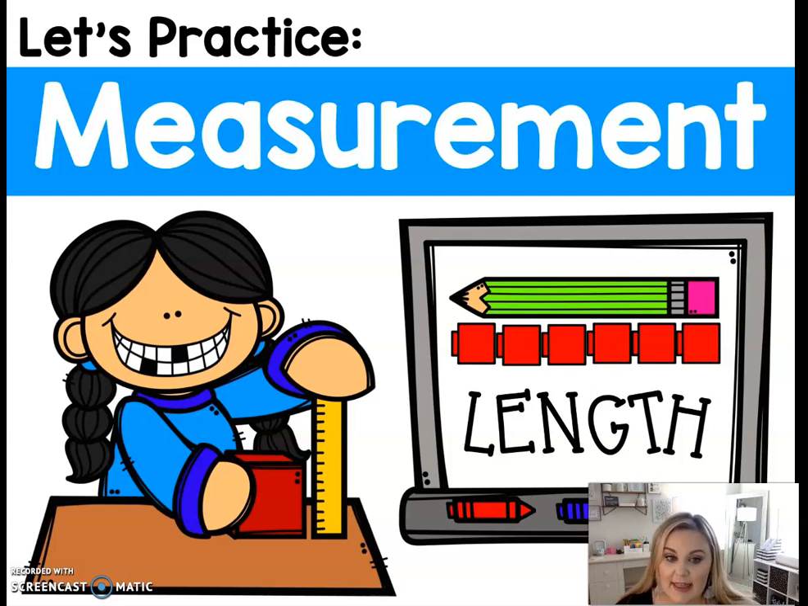So our first lesson that we did, we talked all about the height. We talked about how tall something was and if something was shorter or taller. Now today we are talking all about the length. So we're talking about how long something is, if something is longer or shorter. So we are going to move into this activity.